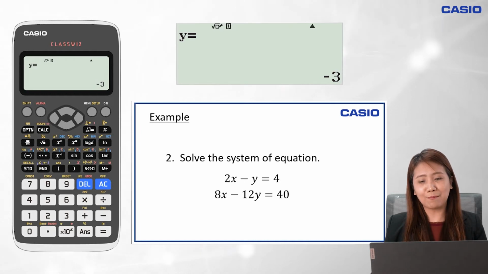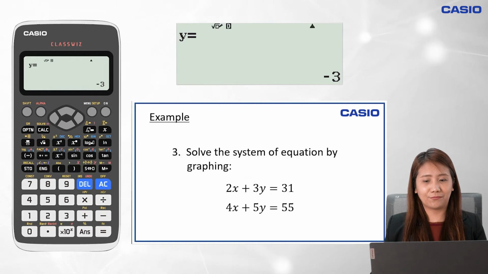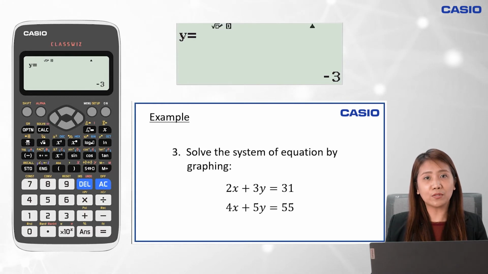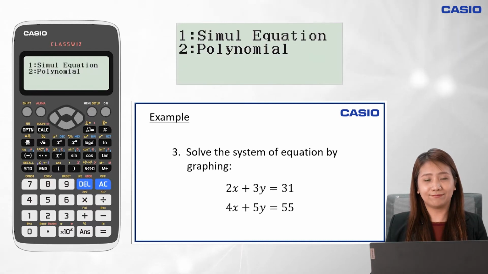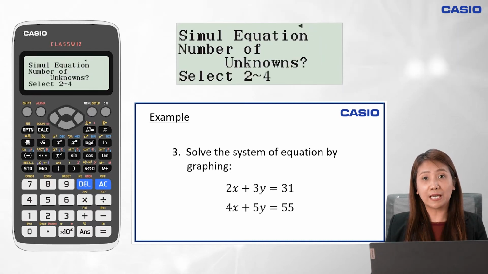Let's have our third example. Solve the system of equations by graphing. Let's graph 2x plus 3y equals 31 and 4x plus 5y equals 55. First, let's go to Menu A, Equation Function Mode, and to go there, let's press Menu, followed by the negative sign. Let's press 1 for simultaneous equation, and press 2 for the number of unknowns since there are two unknown variables in the given system.